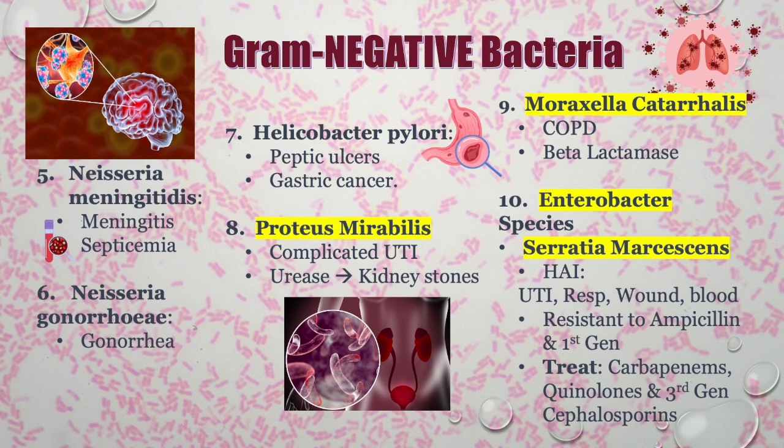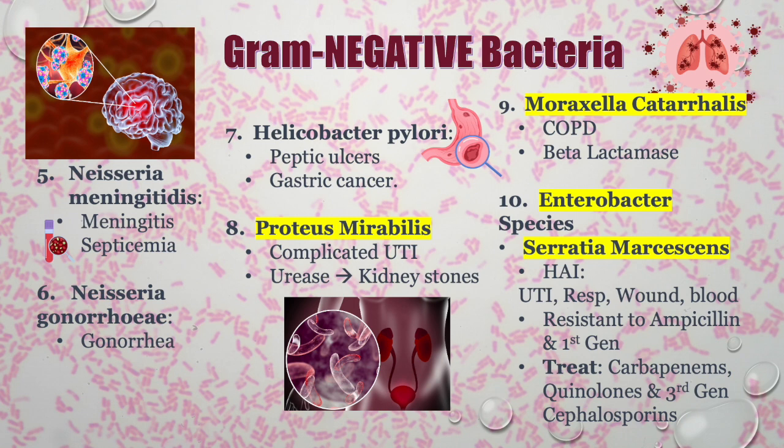Then we have Moraxella catarrhalis. This causes infections primarily in the respiratory system because it can be a part of the normal flora of the upper respiratory tract. It could cause otitis media in children and exacerbations of chronic obstructive pulmonary disease in adults. It often produces beta-lactamase, which confers its resistance to penicillins.